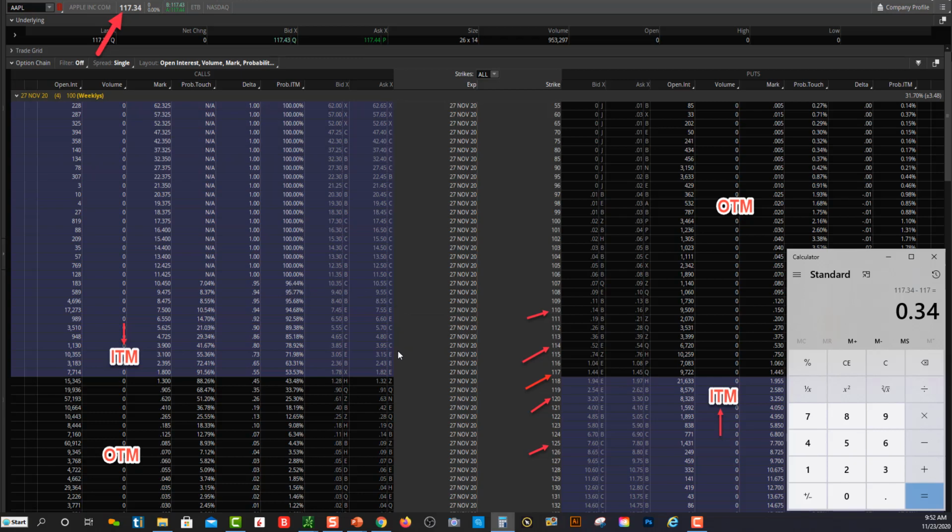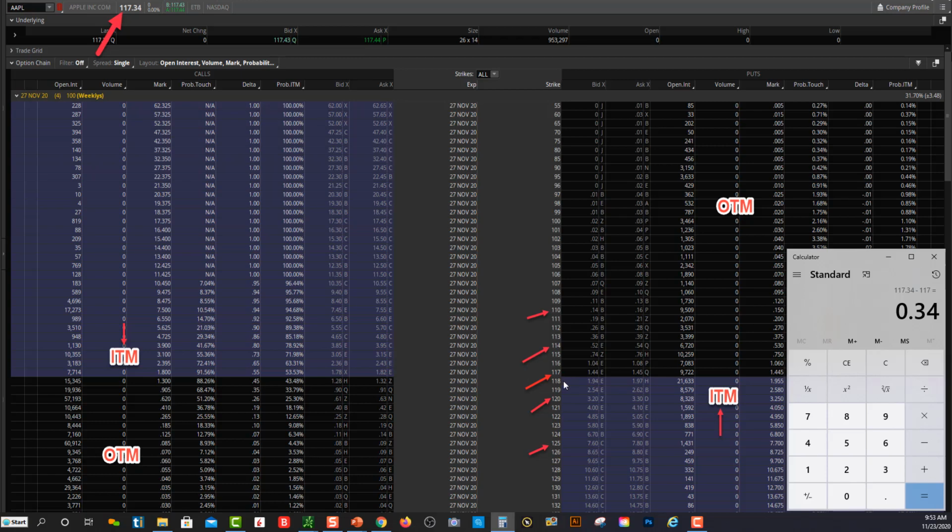The closer you get to out of the money, the lower the pricing goes. And then when you start to go out of the money, you'll see it's a lot cheaper. Here, 117.34, this is again out of the money. We're just going to pay attention to in the money over here. So on the left side, this is the call side.